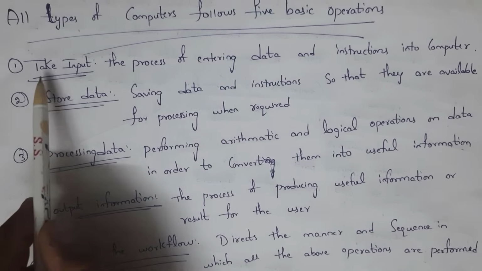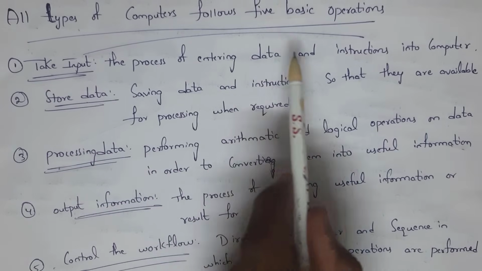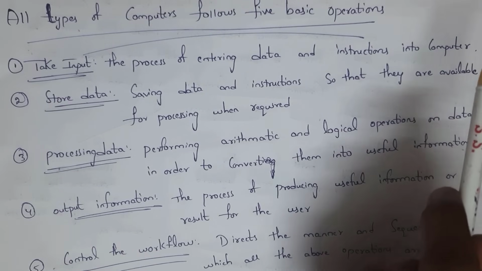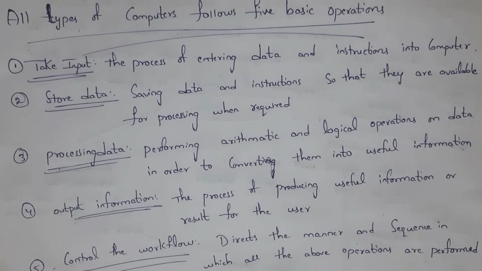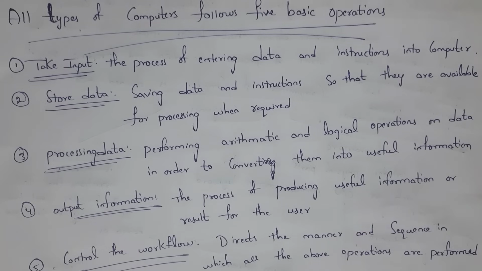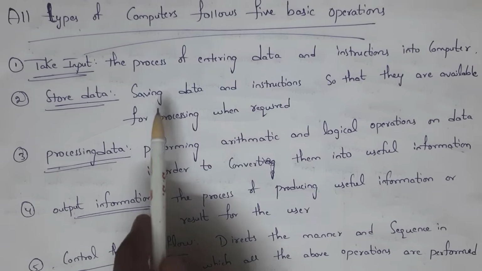First one is take input. It is the process of entering data and instructions into computer. I already said before, computer takes input by using input devices like keyboard. And next one is store data. Whatever data that we entered is stored in our computer so that we can access the data when required, and this data is stored either in RAM or hard disk.